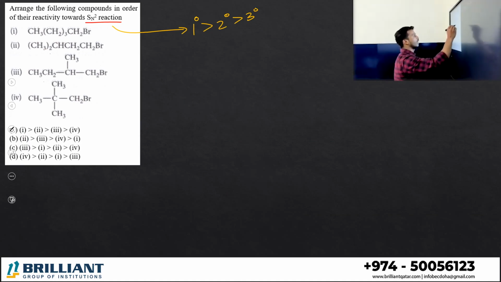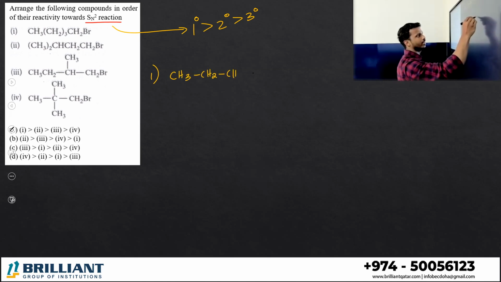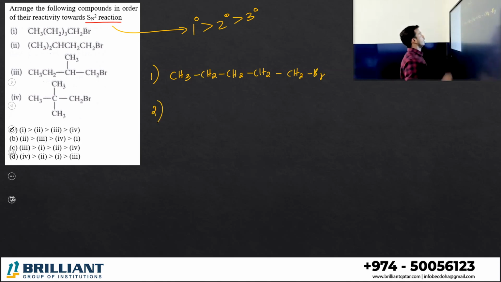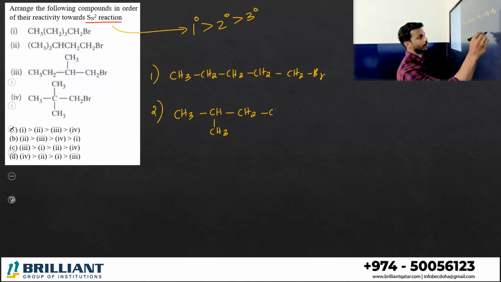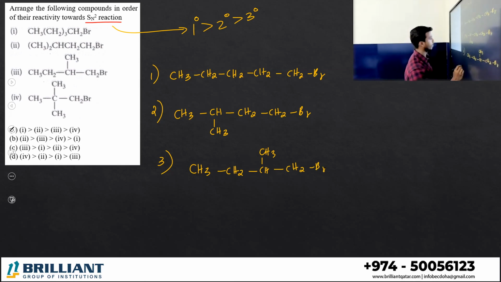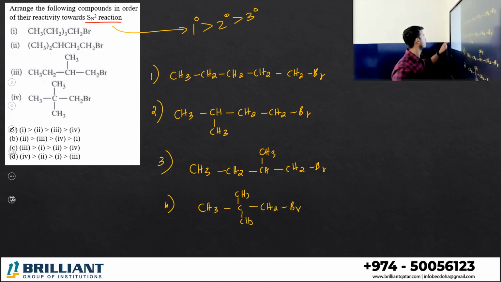Dear student, first compound, let me rewrite it. CH3, CH2 thrice, meaning 3 CH2 groups, and 1 more CH2 with the Br. Second one is CH3, CH2, CH2, Br. Option third one, CH3, CH2, CH2, Br. Option fourth one, CH3, CH3, CH3, CH2, Br. Alright.